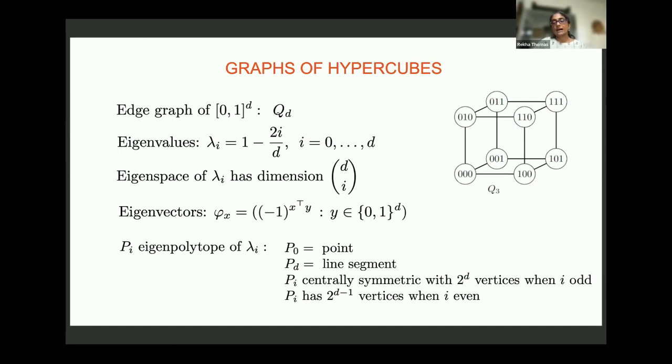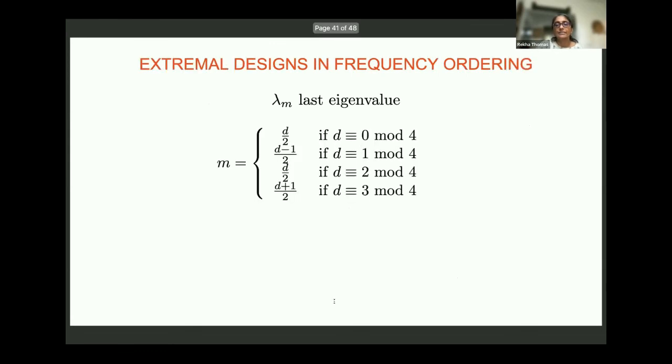So it turns out that if i is odd, then the polytope is centrally symmetric and has 2 to the d vertices. And if i is even, then there is a doubling of the columns and the polytope is more complicated and has 2 to the d minus 1 vertices. Okay, so I will go fairly fast through these because I'm not expecting that everything can be absorbed quickly. There's a lot of indices, but I just want to give you a sense of the type of results.